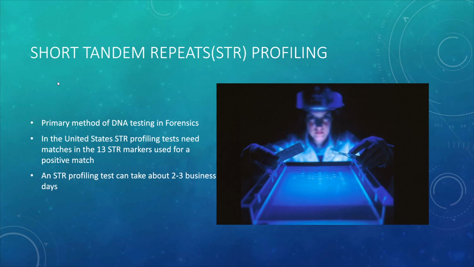The main type of DNA testing is STR profiling, and it has a lot of different applications in forensic science. It's not only used in criminal investigations, but also for paternity testing and other civil uses. Here in the United States, I believe mandated by the FBI, there is a minimum of 13 STR markers that we need for a match. Also, STR profiling tests can take about 2 to 3 business days, so it's a relatively quick test with a good turnaround rate.